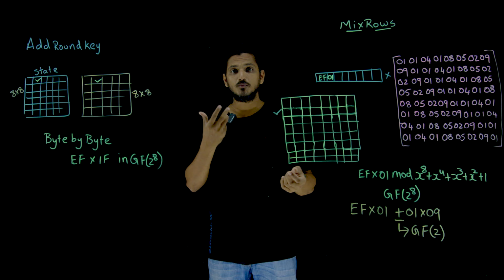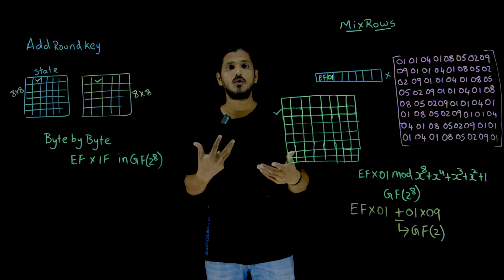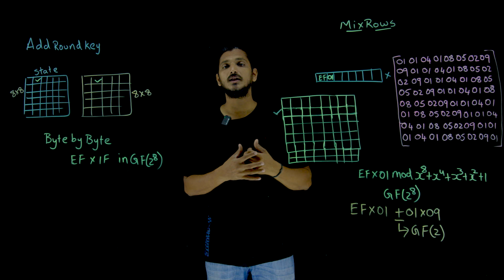What does GF of 2 mean? EF multiplied by 01 is 8 bits, and 01 multiplied by 09 is 8 bits. Bit by bit addition is done on these two 8-bit values. Here addition means XOR operation. That is GF of 2. So this is how mix rows is done in Whirlpool.